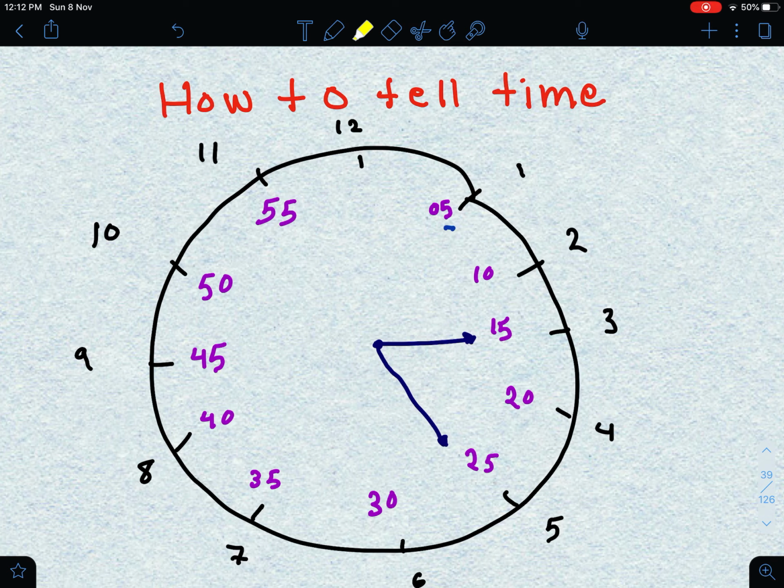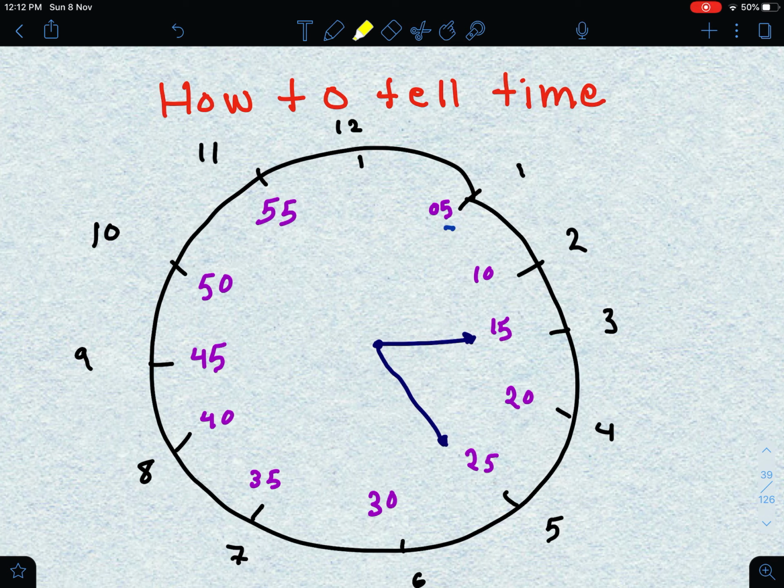Here, as you can see in this example, we start with the hour. So it is 3:25. Is that clear? Now let's move on to the next one. You have to tell what time it is. Let's take a look at this example. The hour hand is pointing to 3 and the minute hand is pointing to 6, or 30. So you start with the hour. It is 3:30.